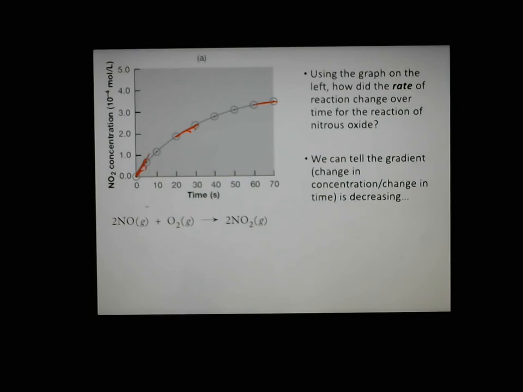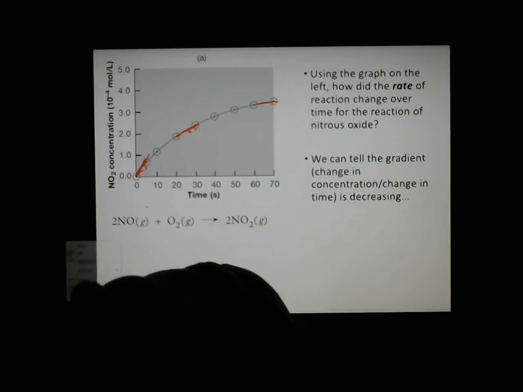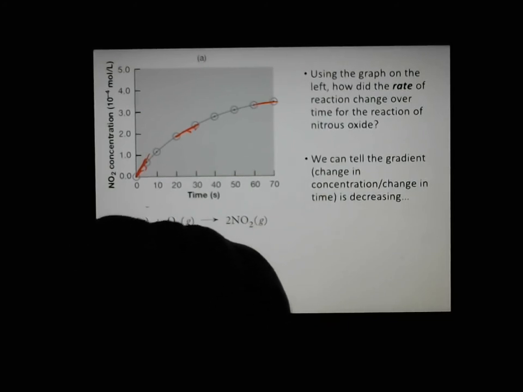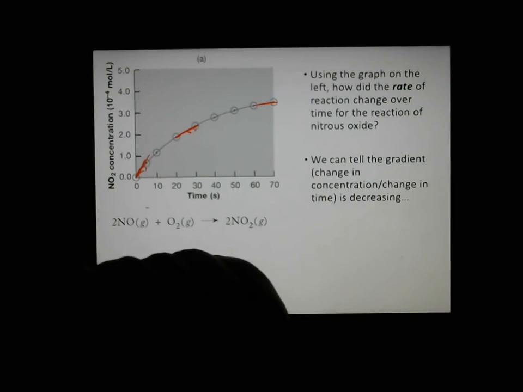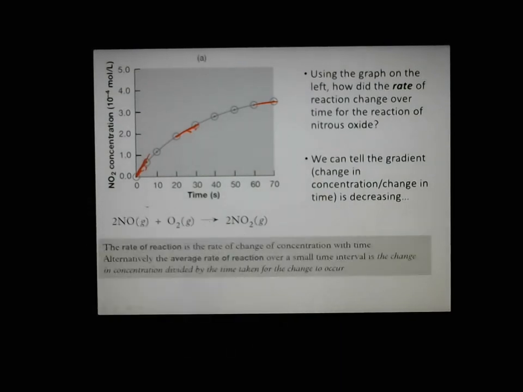So this tells us that if the gradient matches to the reaction rate, then the reaction rate must be getting less over time, or the reaction is slowing down over time. And that's a fairly important thing to connect when you're doing these, because it will go down over time.